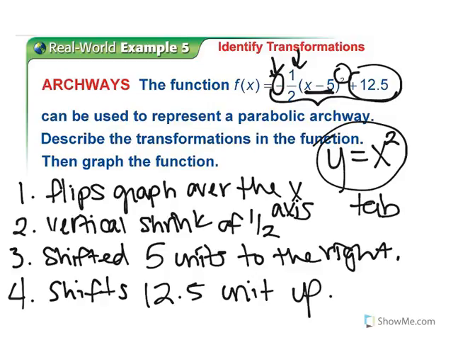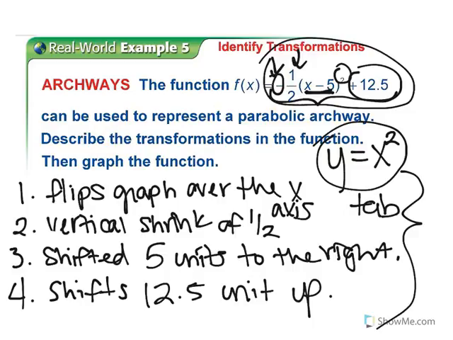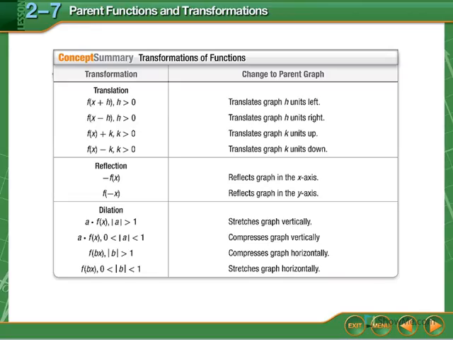Now, make sure you actually graph this on your calculator because you might not understand where I got all this from. In a minute, you're going to be able to tell just from your equation how we get these transformations, but it's really, really important that you actually graphed it, okay? To end this video, this is our concept summary.